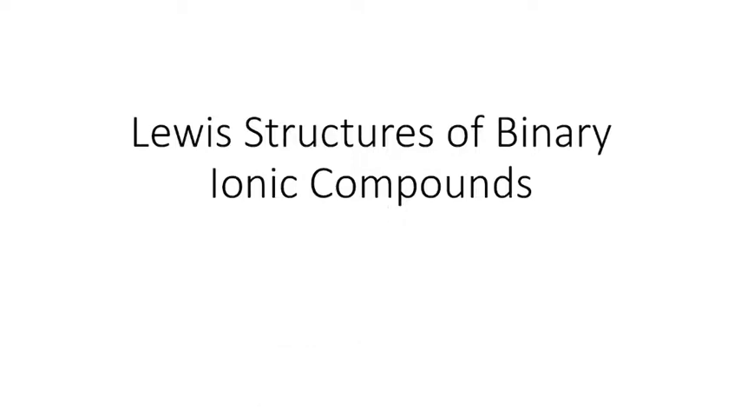Hey everybody, we're here today to talk about the Lewis structures of binary ionic compounds. Before we begin that process, it's important to remember a couple of things about ionic compounds. First, ionic compounds are formed from the transfer of electrons from positive cations to negative anions. And when a stable ionic compound forms, the total positive and negative charge present in one formula unit of that compound cancel each other out so that we have a zero sum charge.